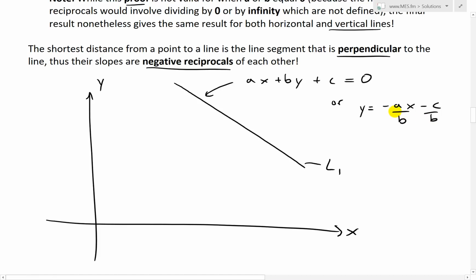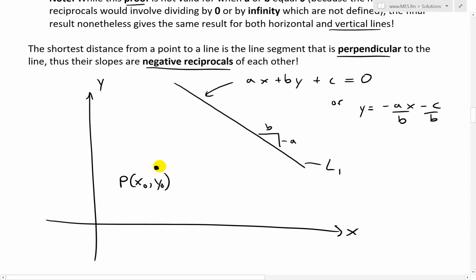Where this is the slope, negative a over b. In other words, we get a negative a over b, like that. So that is the rise over run. Now, let's say we have a point here. I'll call this point P, and x0, y0 are the coordinates.